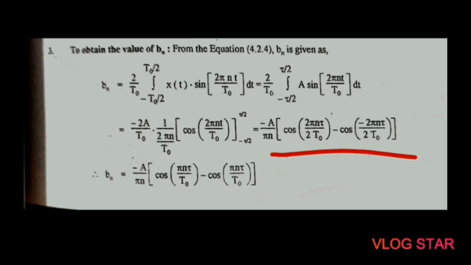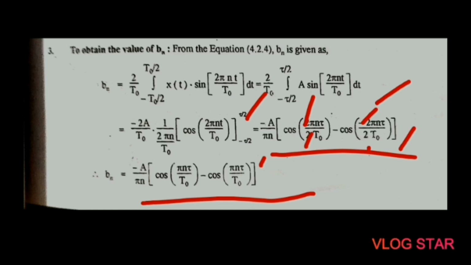So minus of a divided by pi n into bracket cos of 2 pi n tau divided by 2t0 minus cos of minus 2 pi n tau divided by 2t0. Here we just put higher limit minus lower limit. Then we get minus a divided by pi n common, and inside the bracket cos of pi n tau divided by t0, here the 2 and 2 get cancelled. Then minus cos, again the 2 and 2 get cancelled. So minus cos of pi n tau divided by t0 is the remaining term.